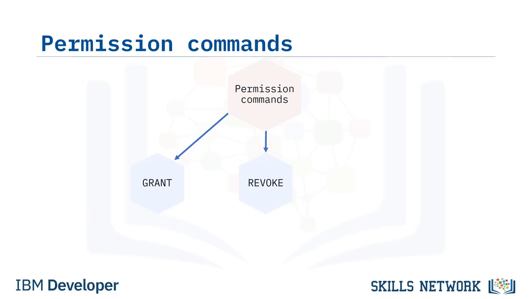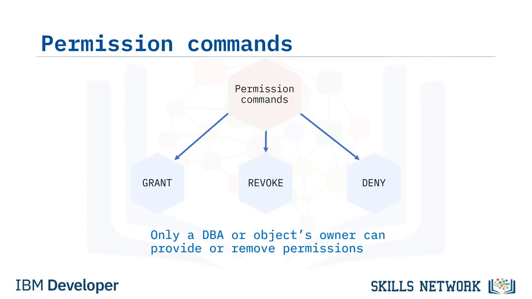The revoke command removes user access rights or permissions to the database objects. Here is the syntax for the revoke command. And the deny command denies permission on an object and prevents the principal from gaining grant permission based on membership in a group or role. Here is the syntax for the deny command. Only a database administrator or the owner of a database object can provide or remove permissions on a database object.